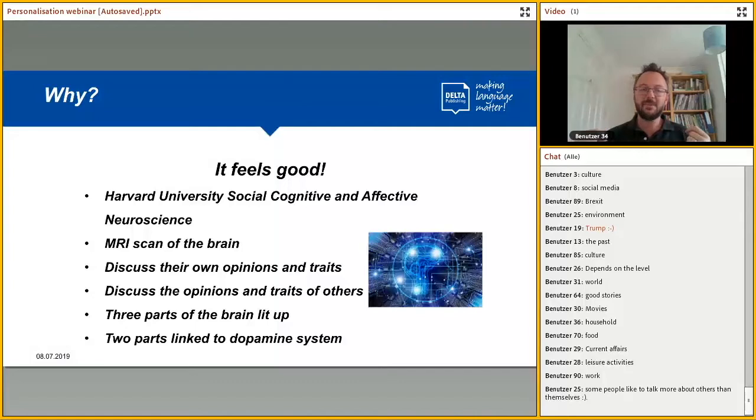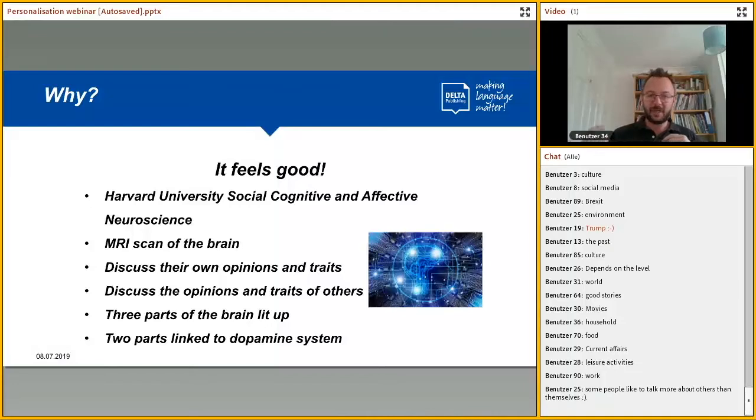So when they were given the topics, they were asked to either give their own opinion on the topic or possibly talk about their own personality traits, or they were asked to discuss the same topic but from the perspective of other people, or to talk about other people they knew and traits of that person. And whilst they were doing this, they were just talking out loud. They weren't talking to anyone in particular. And the MRI scan showed that three parts of the brain lit up.